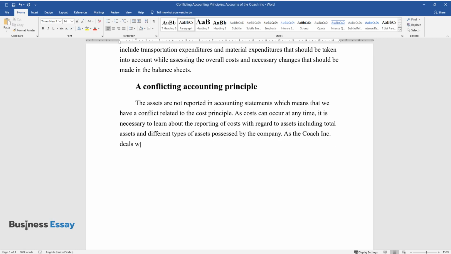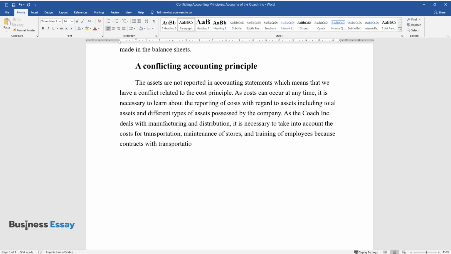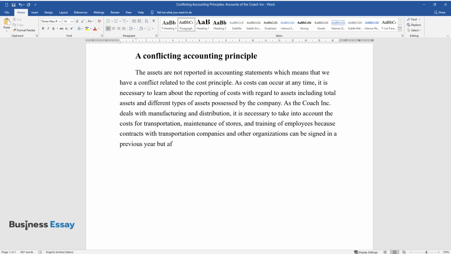As the Coach Incorporated deals with manufacturing and distribution, it is necessary to take into account the costs for transportation, maintenance of stores, and training of employees, because contracts with transportation companies and other organizations can be signed in a previous year but affect the costs and assets reported in this fiscal year.